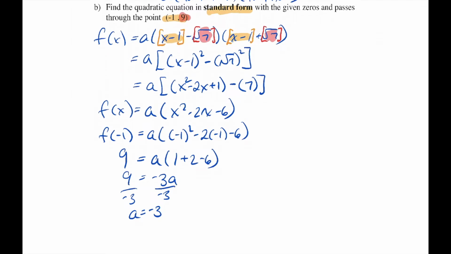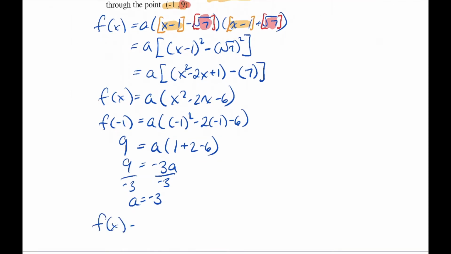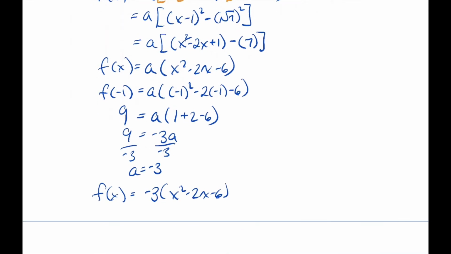So f of x is equal to negative 3 times x squared minus 2x minus 6. And this is not in standard form, so we need to distribute the negative 3 for that. So that's going to be negative 3x squared plus 6x plus 18. And that is our final answer in standard form.